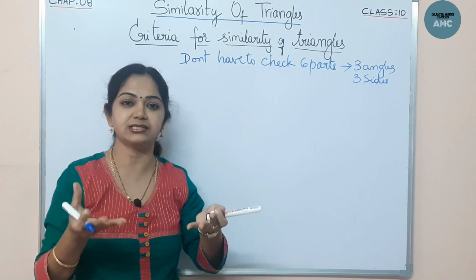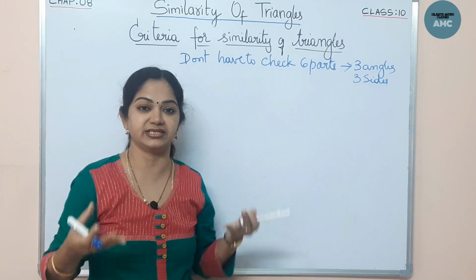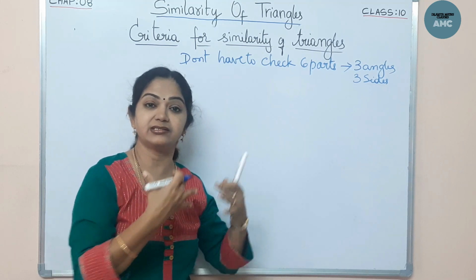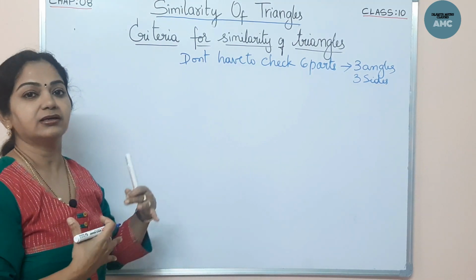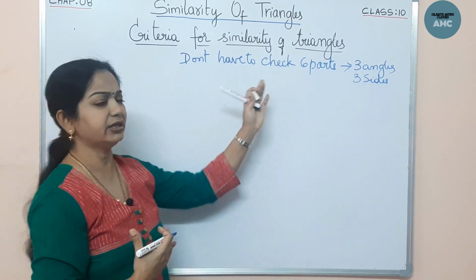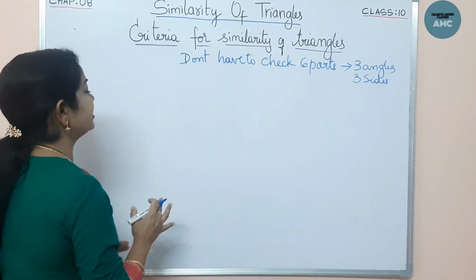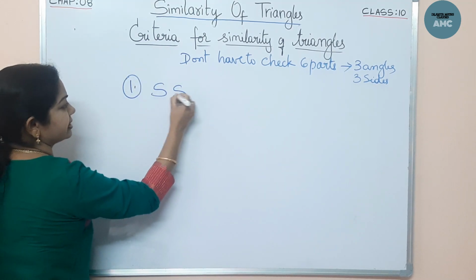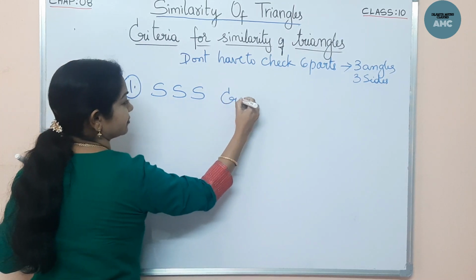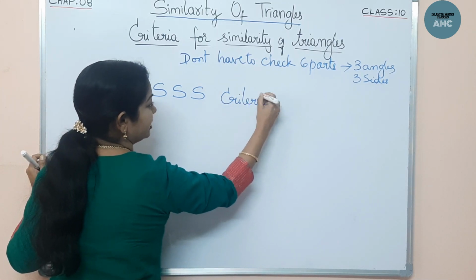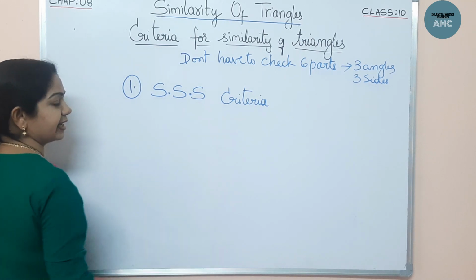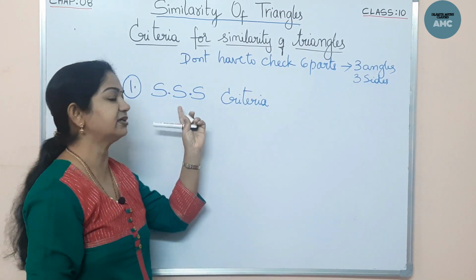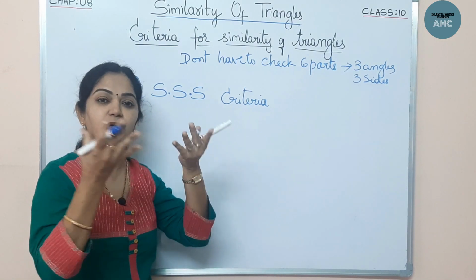When I am telling two triangles are similar, then we have a few criteria. These criteria we have discussed in congruency in the previous classes also. That is about congruency, but this is similarity. Now, we don't have to check all the 6 parts. The first criteria is the side criteria, side and side criteria. With this criteria, if I check it, then I can say those two are similar.